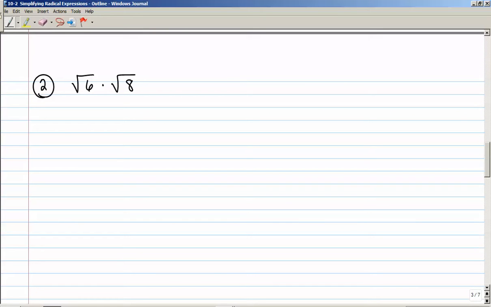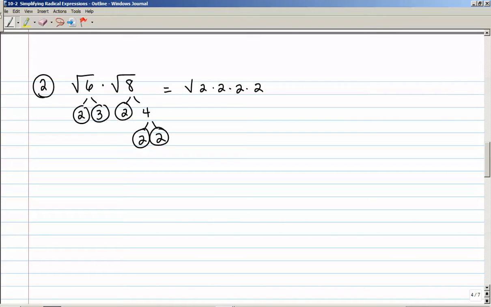Here's another example. The square root of 6 times the square root of 8. Actually, a couple different ways you could do this. You could multiply the 6 times the 8 and do the square root of 48. Or I'm just going to break these down into their factors. So the square root of 6 times the square root of 8 is actually 2 times 2 times 2 times 2, because I had 4 2's here. And remember, I'm just looking at the numbers that are hanging off at the end. And a 3.